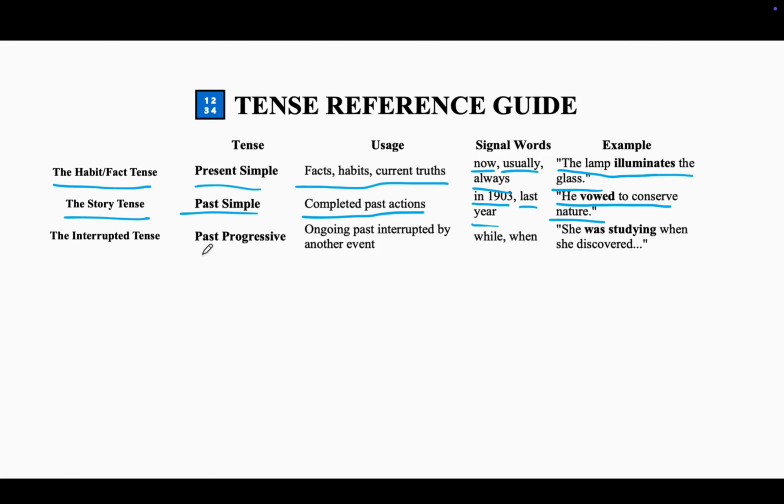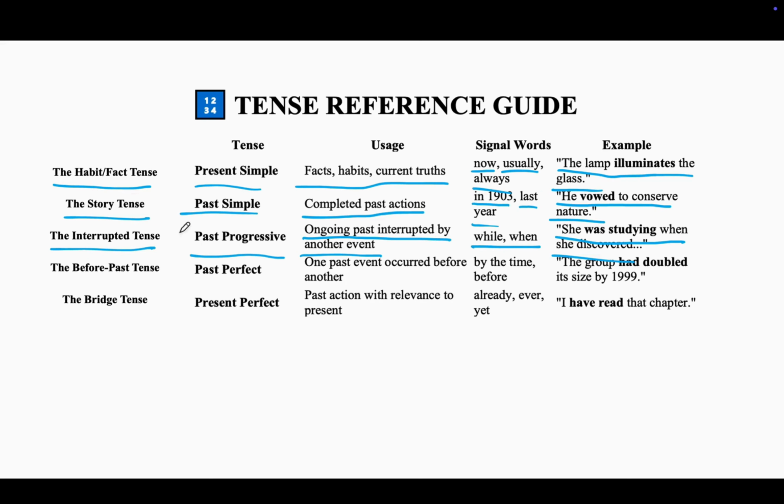Next up is past progressive. I sometimes call this the interrupted tense. Why? Because past progressive describes an ongoing past action interrupted by another. So for example, she was studying when she discovered another thing. She was in the middle of studying and then another event happened. So there was an interruption here. And you'll usually see words such as while or when included when this tense is used.